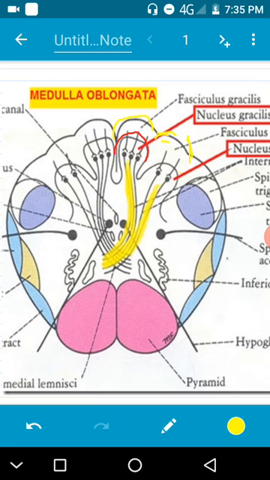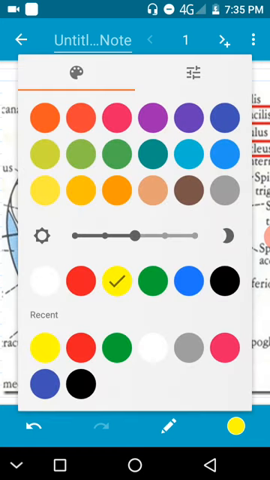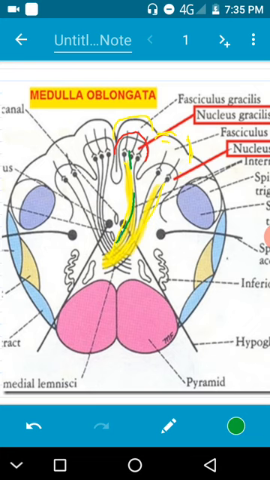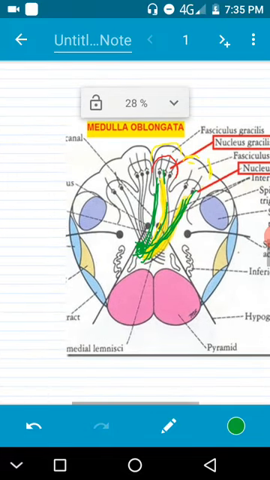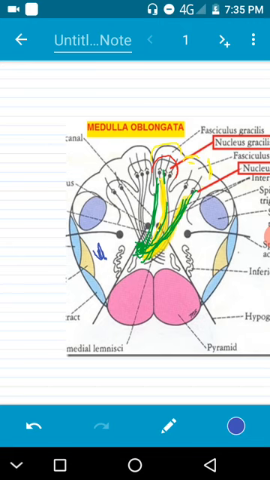From the gracilis and cuneate nucleus, the second order neuron gives rise to axons which run to the opposite side. Okay, I'll use a different color. From the gracilis and the cuneate nucleus, they run to the opposite side and form what is known as the medial lemniscus. And where does the anterolateral spinothalamic tract run here? It is somewhere here. It is called the spinal lemniscus in the white matter of the medulla.